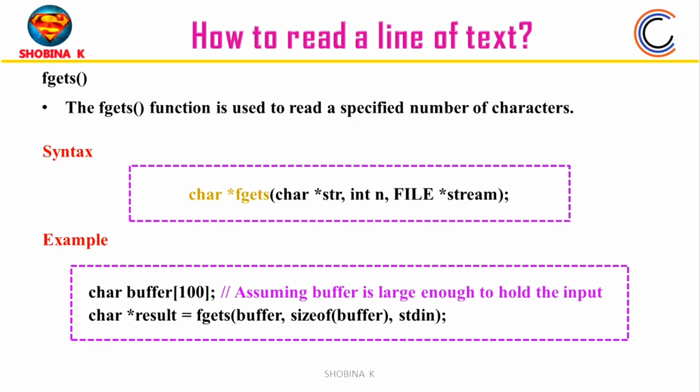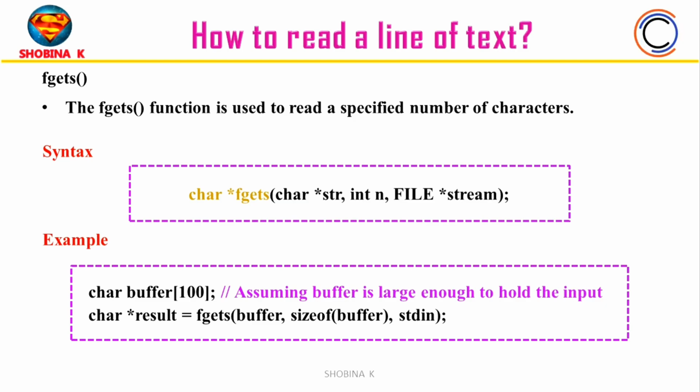Look at the example. First, I declared an array named buffer capable of holding 100 characters. This array is used to store the input received from the user. And the next line reads a line of text from the standard input using the fgets function. buffer, sizeof(buffer), stdin is the list of parameters passed to the fgets function. Buffer is a pointer to the character array where the string being read will be stored. Sizeof buffer specifies the maximum number of characters to read.